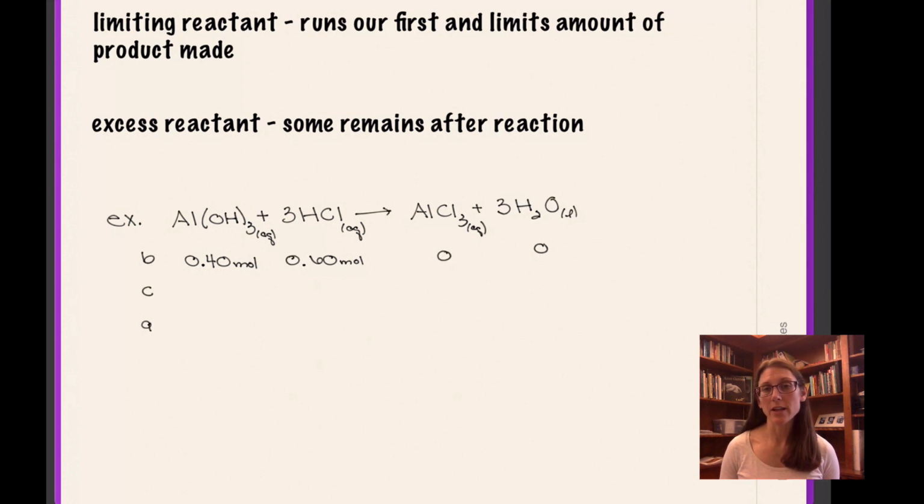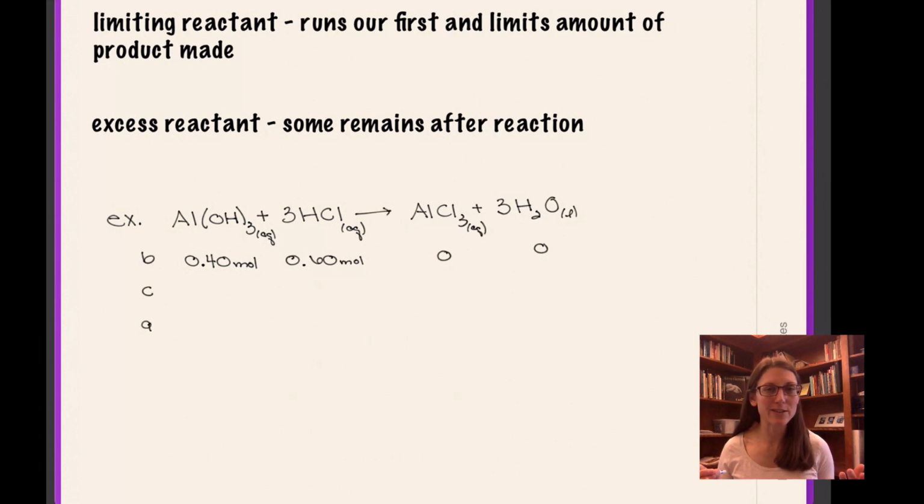So in this reaction, you have aluminum hydroxide, which is found in many antacids, reacting with hydrochloric acid, which is stomach acid. So if you take something like Rolaids, there's a chance this is the reaction that's going on inside your stomach. And the products of this reaction are aluminum chloride and water. Now, when you look at this, I have added 0.4 moles of aluminum hydroxide and 0.6 moles of HCl.